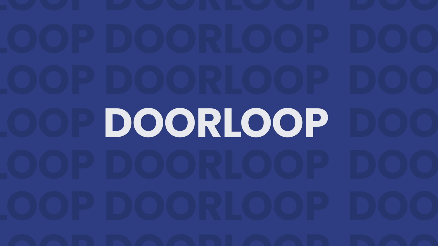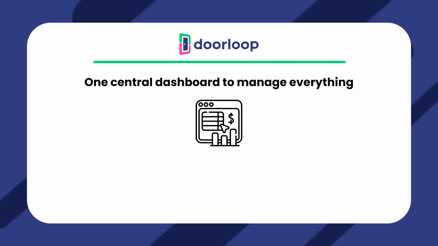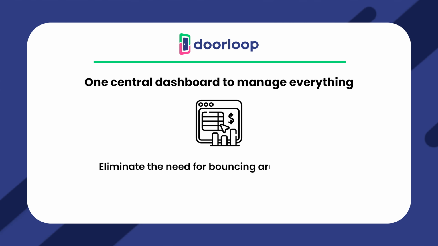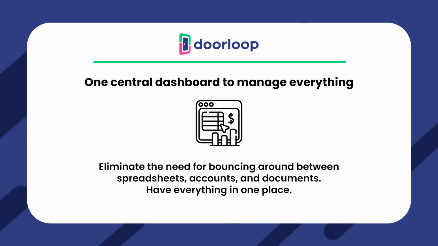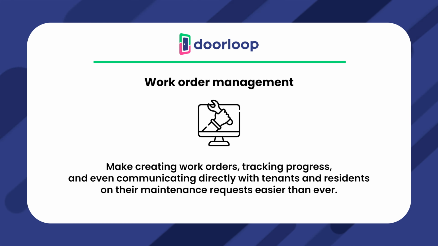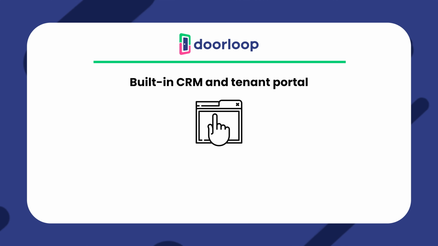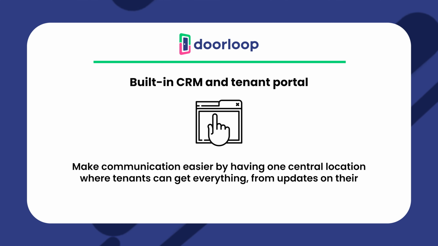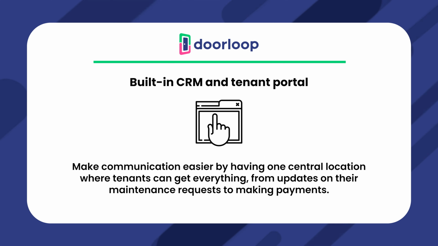First up is DoorLoop. With DoorLoop, you get access to one centralized dashboard to manage everything. You can eliminate the need for bouncing around between spreadsheets, accounts, and documents. Now you have everything in one place. Work order management makes creating work orders, tracking progress, and even communicating directly with tenants and residents on their maintenance request easier than ever. Built-in CRM and tenant portal make communication easier by having one central location where tenants can get everything from updates on their maintenance request to making payments.